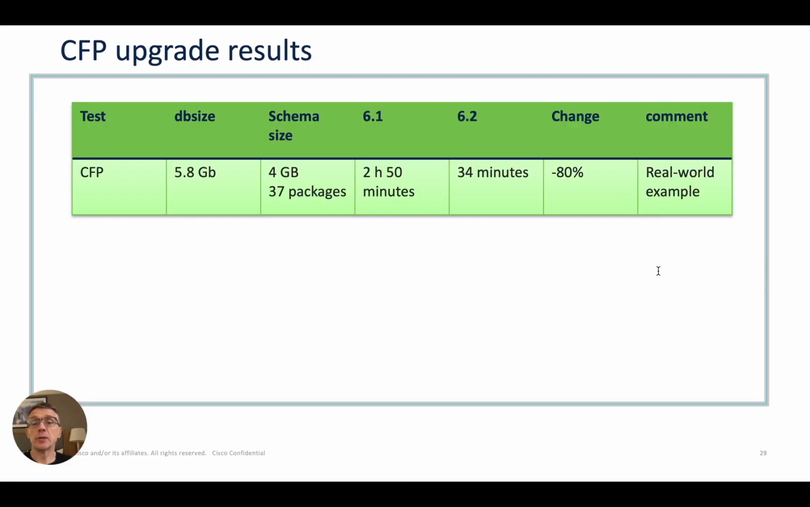So here is a result. The core function pack test is interesting because it has many namespaces, and so it's a complex schema. And we can see around 5 times speed up in this specific test. I think we have better figures now.